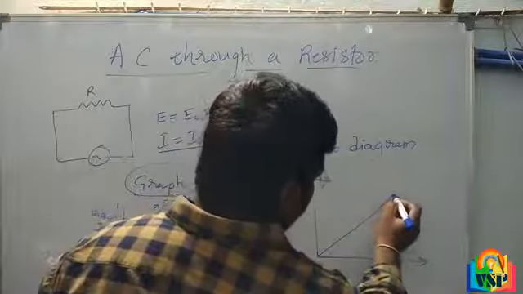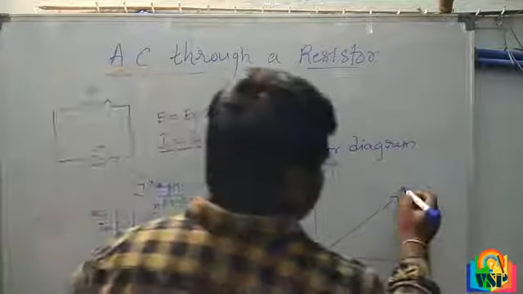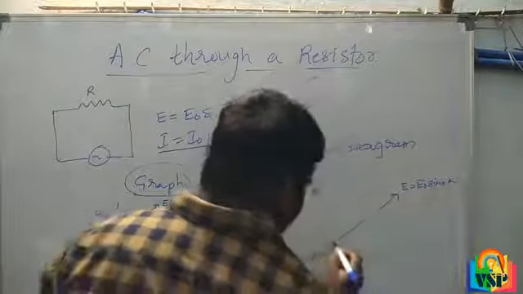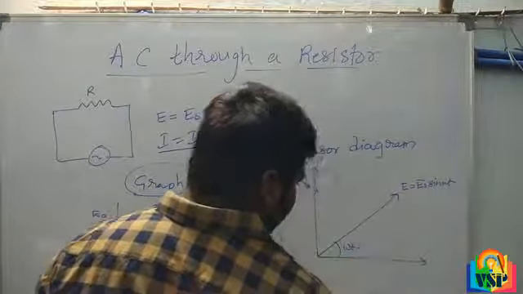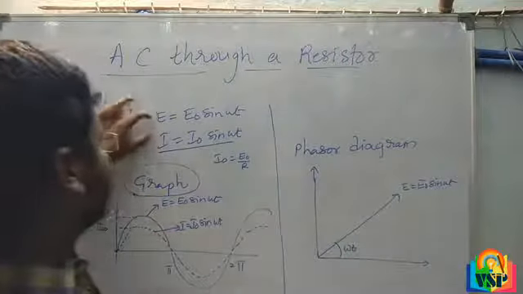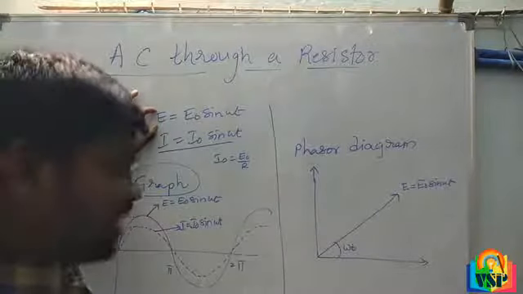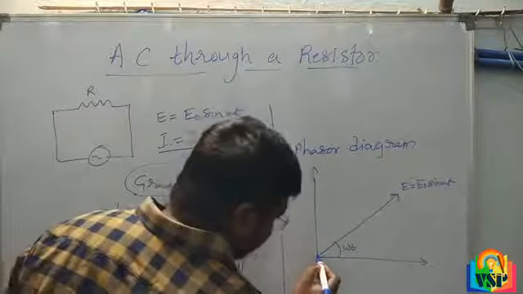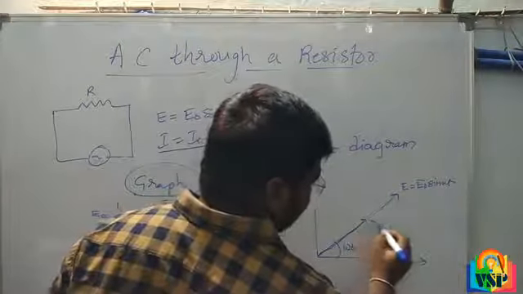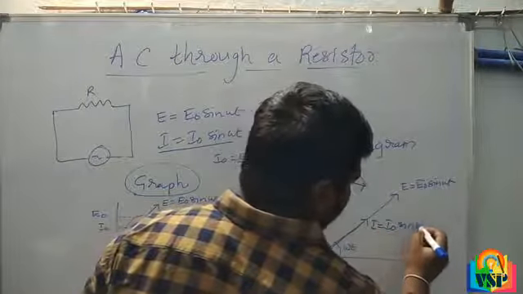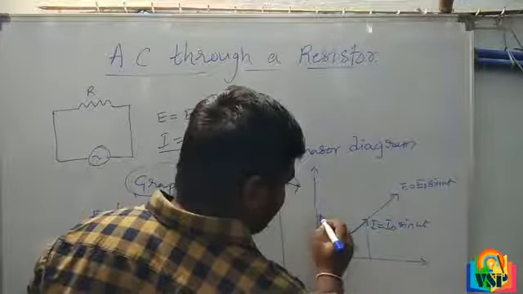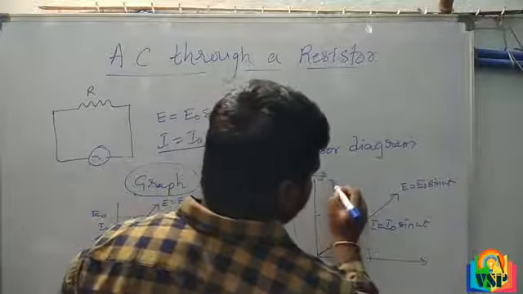Consider this is E. E is equal to E naught sin omega t, at angle omega t. So this current and EMF are in phase. In the same direction, the current also exists. I is equal to I naught sin omega t. So how can we find the length? By using horizontal and vertical lines.